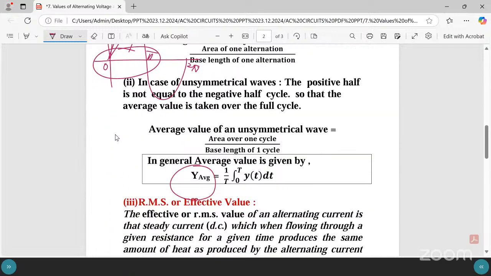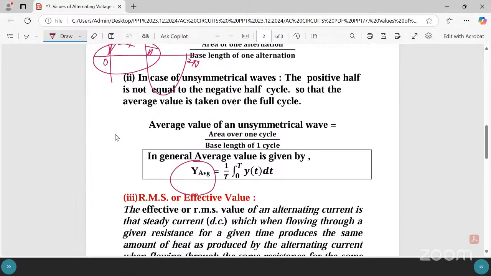Now let's go for the unsymmetrical one. For unsymmetrical, take the full cycle. For example, this is the unsymmetrical one. Can I say this is unsymmetrical? Negative and positive are not equal. Yes, then it is the unsymmetrical one. The time period is 2 pi, so the full cycle should be considered.